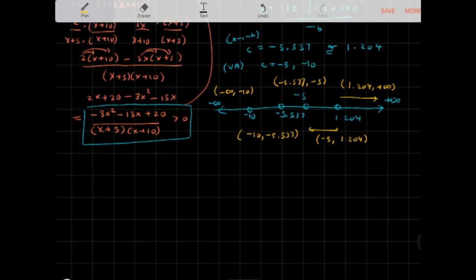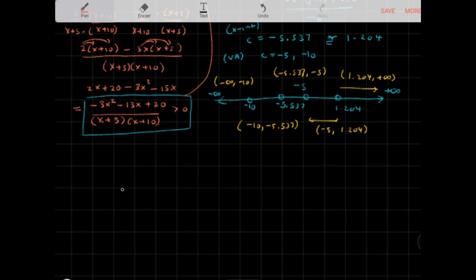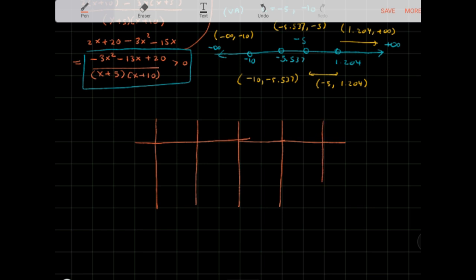And next what we're going to do is create a table of intervals to solve for our inequality, right? So I'm just going to create the table of intervals out here. Okay, so you want to put your intervals on top. Okay, and then this x belongs to, and we'll put down our intervals, so negative infinity and negative 10. Then there's negative 10 and negative 5.537.